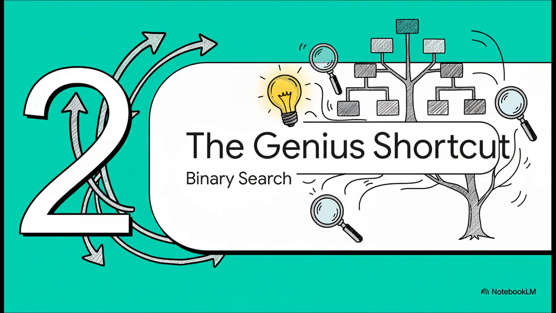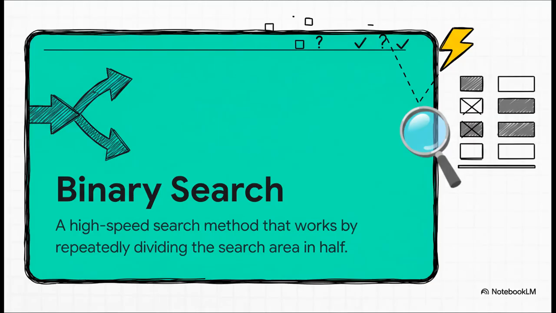But what if there was a better way? You know, a genius shortcut that lets you work smarter, not harder. This is where computer science really starts to feel like magic. It's called the binary search, and honestly, it's a complete game changer. So what is a binary search? It's a lightning-fast algorithm that's built on a really simple but brilliant idea: divide and conquer. Instead of checking every single item one by one, you strategically eliminate massive chunks of data with every single step.